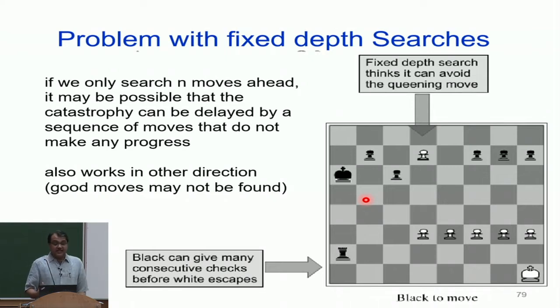It is possible that we think, for example, in this example, black can give many consecutive checks before white escapes. So, black thinks, yes, I can kill the king of the white, but it cannot. If it searches further, it will realize that the white will be able to escape. So, therefore, this whole plan of trying to give checks to the king is not very good, but it will not know because it is only searching till a certain depth.